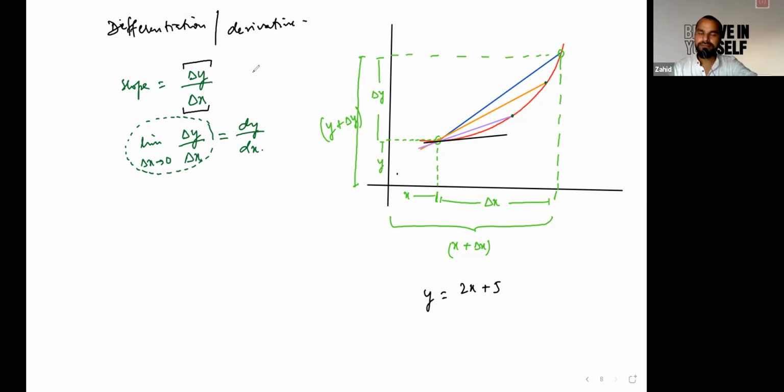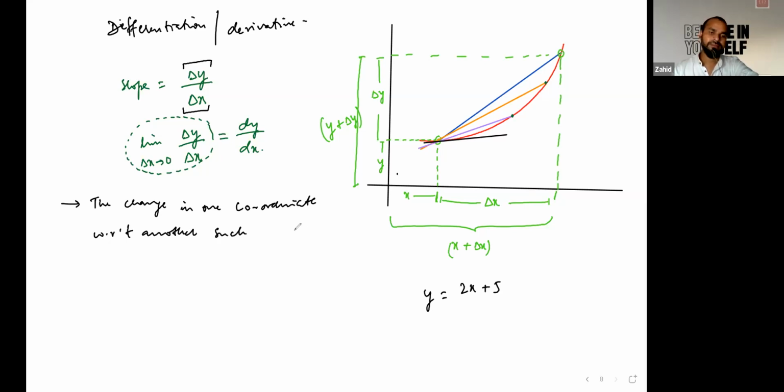That relative change of one coordinate with respect to another is called differentiation. So differentiation actually means the change in one coordinate with respect to another, such that the change is infinitely small, which means delta x tends to 0. Okay.